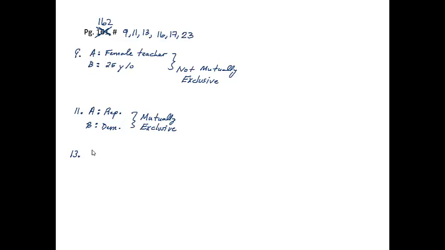Number 13. A biology class has 32 students. Of these, 10 students are biology majors and 14 students are male. Of the biology majors, 4 are male. Find the probability that a randomly selected student is male or a biology major.